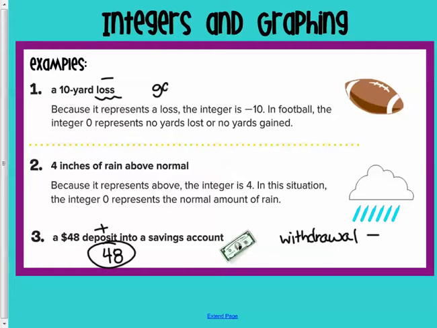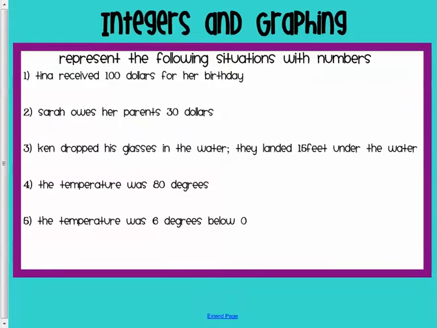So I wanted to make sure that you have these words. Loss is negative, gain is positive, above normal is positive, below would be negative, deposit is positive, and withdrawal is negative. Go ahead and see if you can do these. You don't need to write them down, but I want you to make sure that you at least have the key word, like received $100 or owes $30. Okay? I'll be back in just a second to show you what I did.